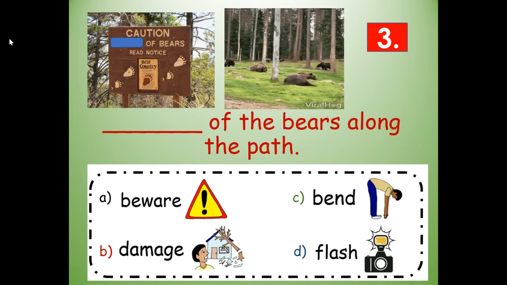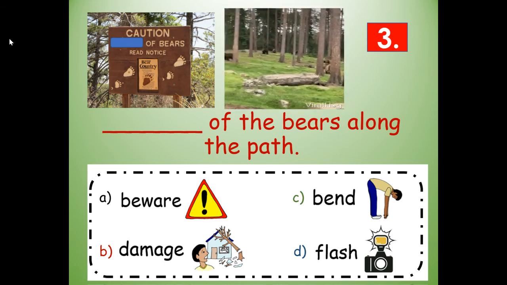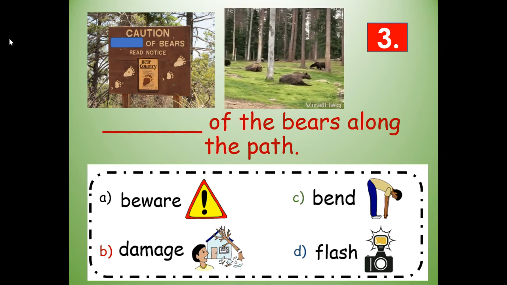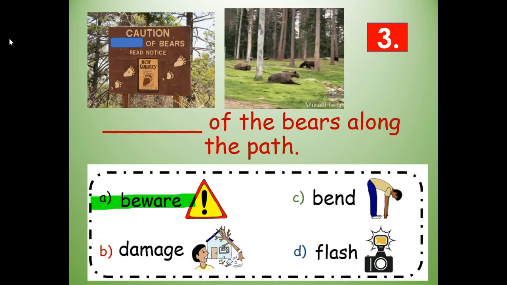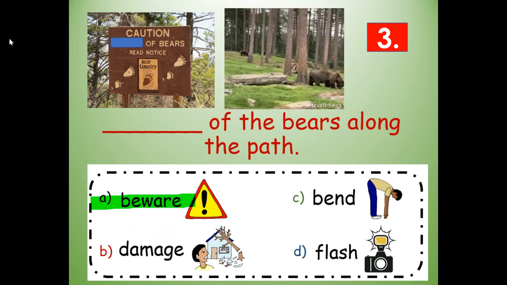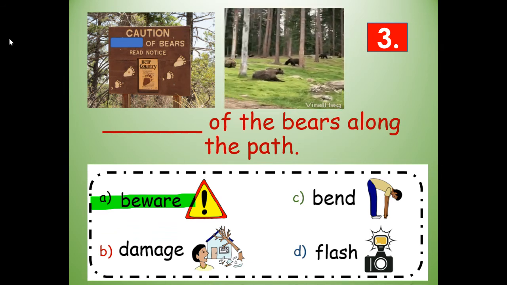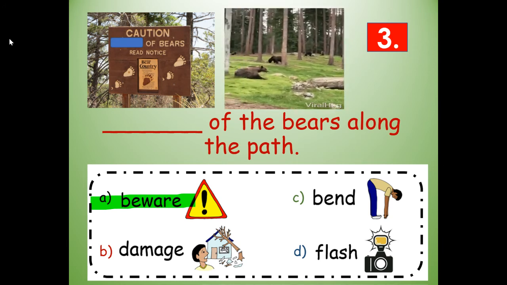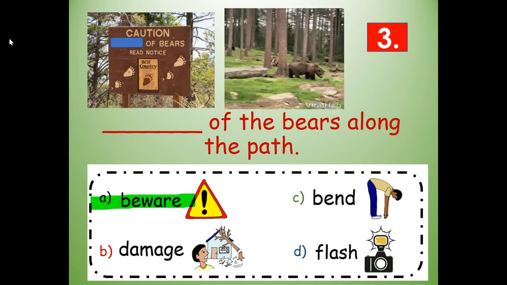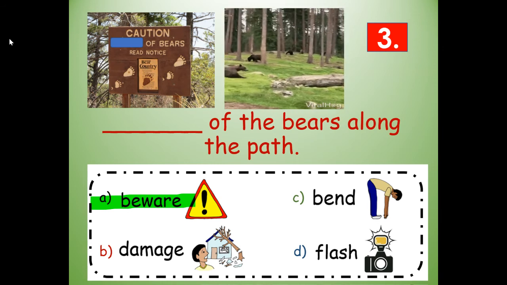What makes the most sense given the picture clues and where the word is in the sentence? Beware. So make sure you write a capital B because it's the first word in our sentence. Beware. Capital B, E-W-A-R-E. Beware. Beware of the bears along the path.